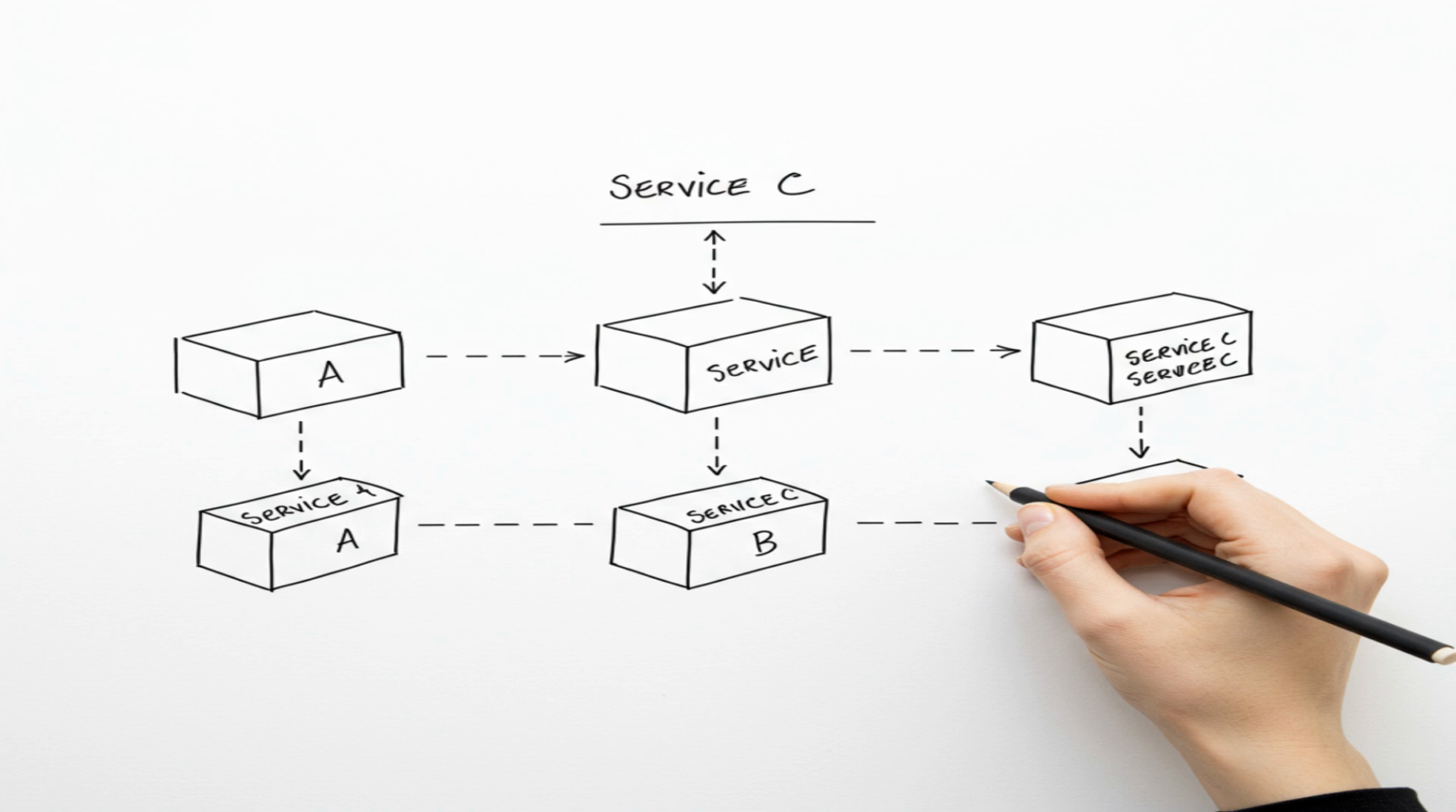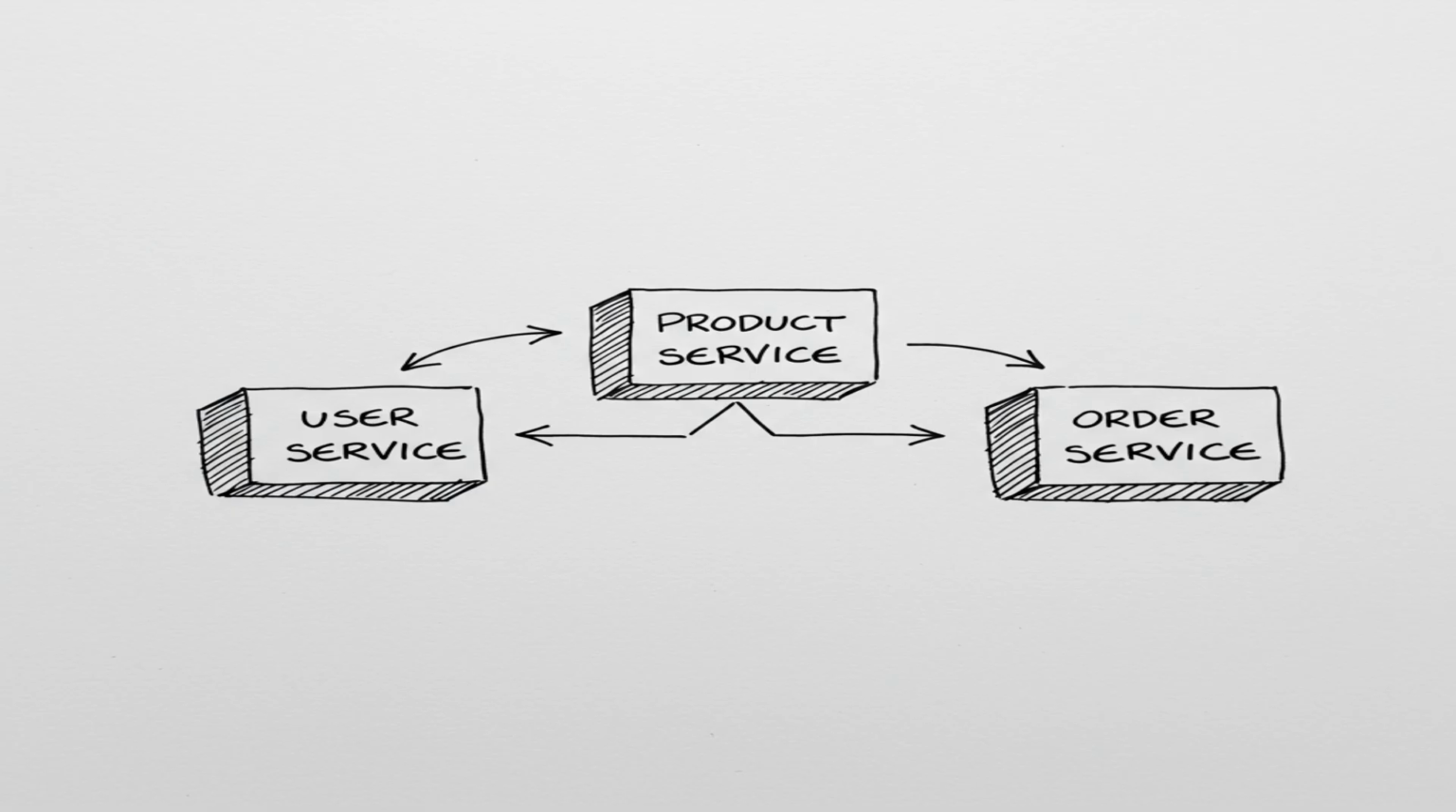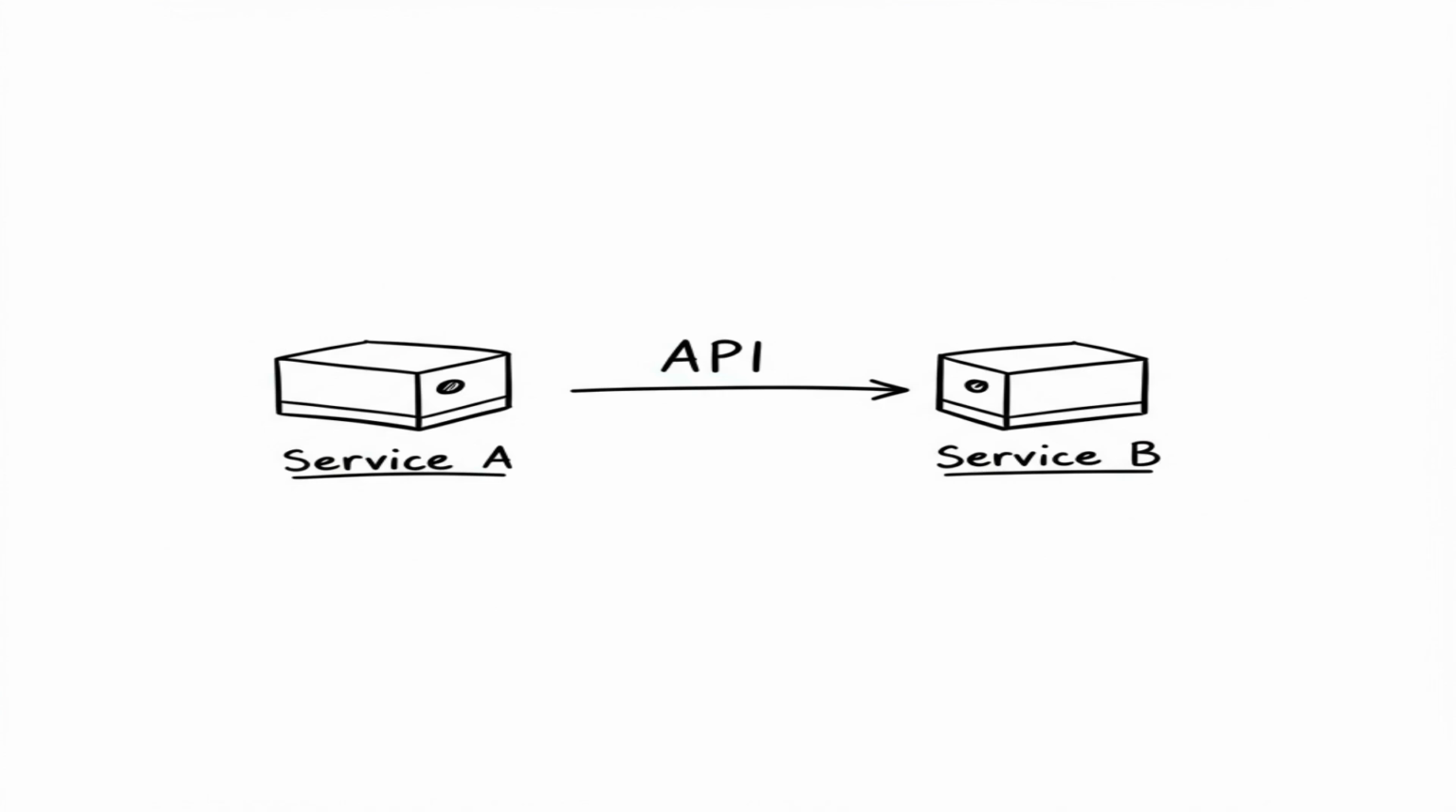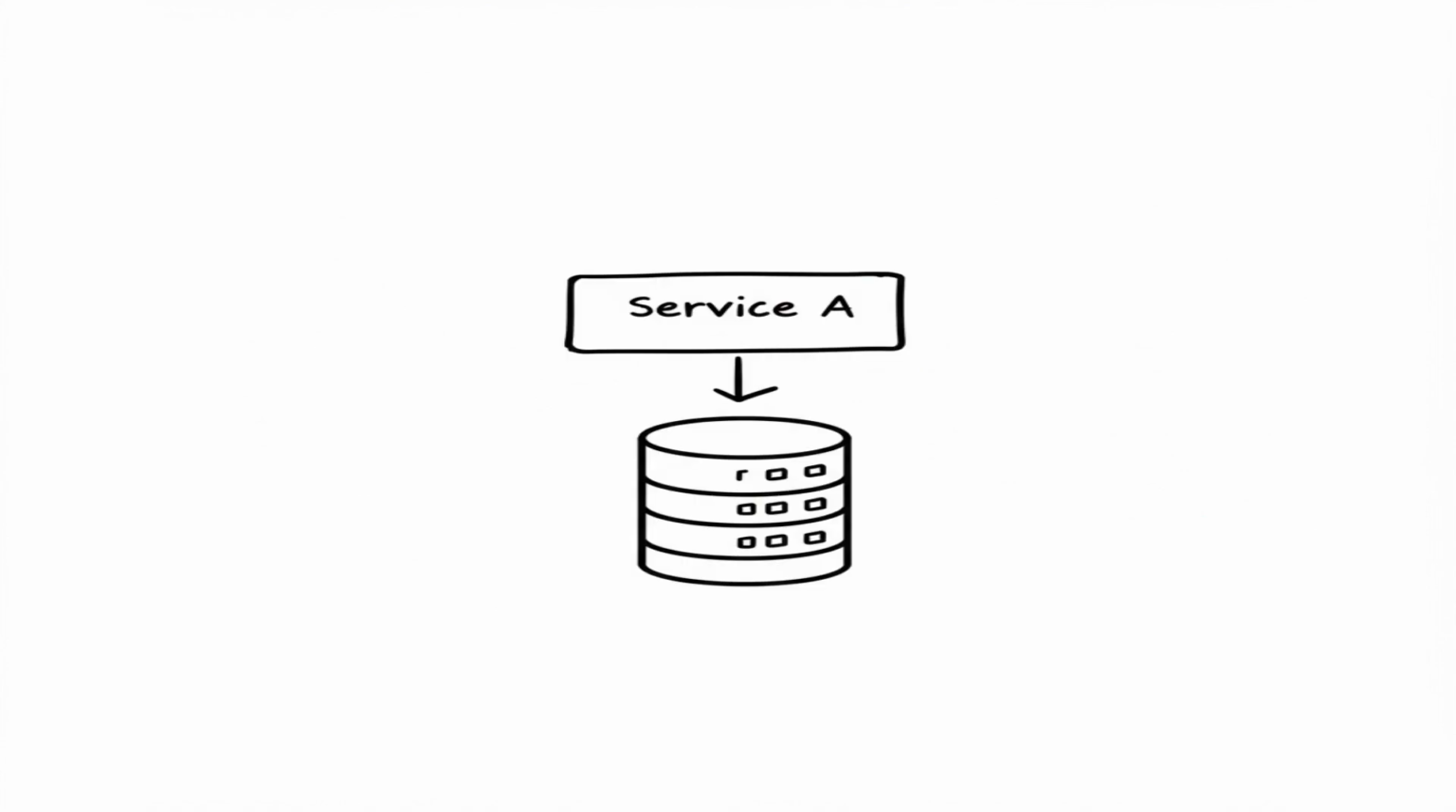Now, let's look at microservices. Imagine your application as a collection of small, independent services, each running in its own process. Each service focuses on a specific business capability, like managing users, handling products, or processing orders. These services communicate with each other through well-defined APIs, often using lightweight mechanisms like HTTP/REST. Crucially, each service typically owns its data, meaning it has its own dedicated database or data store.